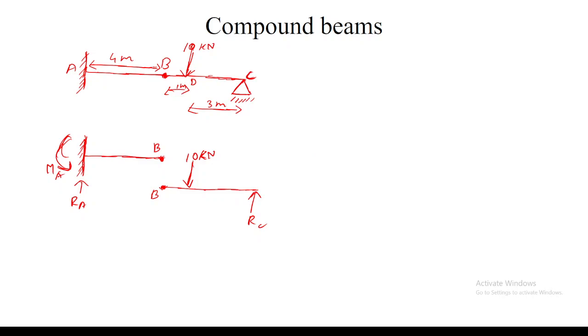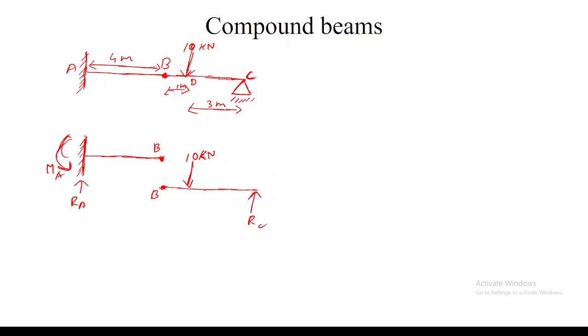RC is 2.5, RA is 7.5, and the value of MA is 30. Yes. So how did we actually arrive at the reactions?